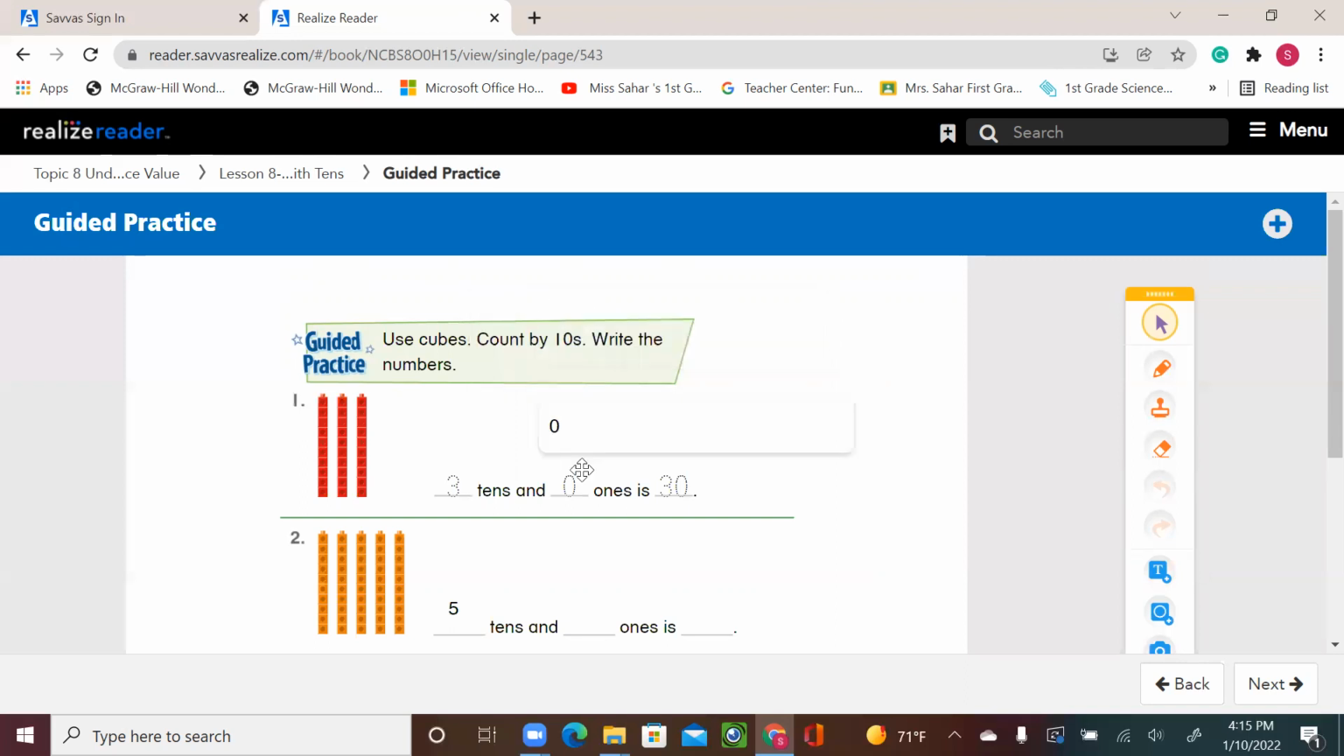I'm going to put it down. So, 0 ones. I don't have any leftover. So 5 groups of 10s and no leftover, no ones, that means 10, 20, 30, 40, 50. So I have 50. So let's write down 50.